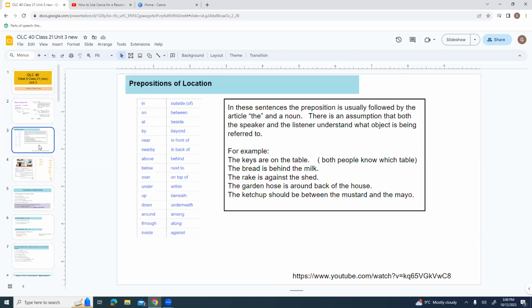Okay, so we are going to continue our work on prepositions. There's actually quite a lot of stuff on prepositions. Some are prepositions of location. In these kinds of sentences that use prepositions, it's usually followed by the article "the" and a noun. And there's an assumption that both the speaker and the listener know what the object is that's being referred to.